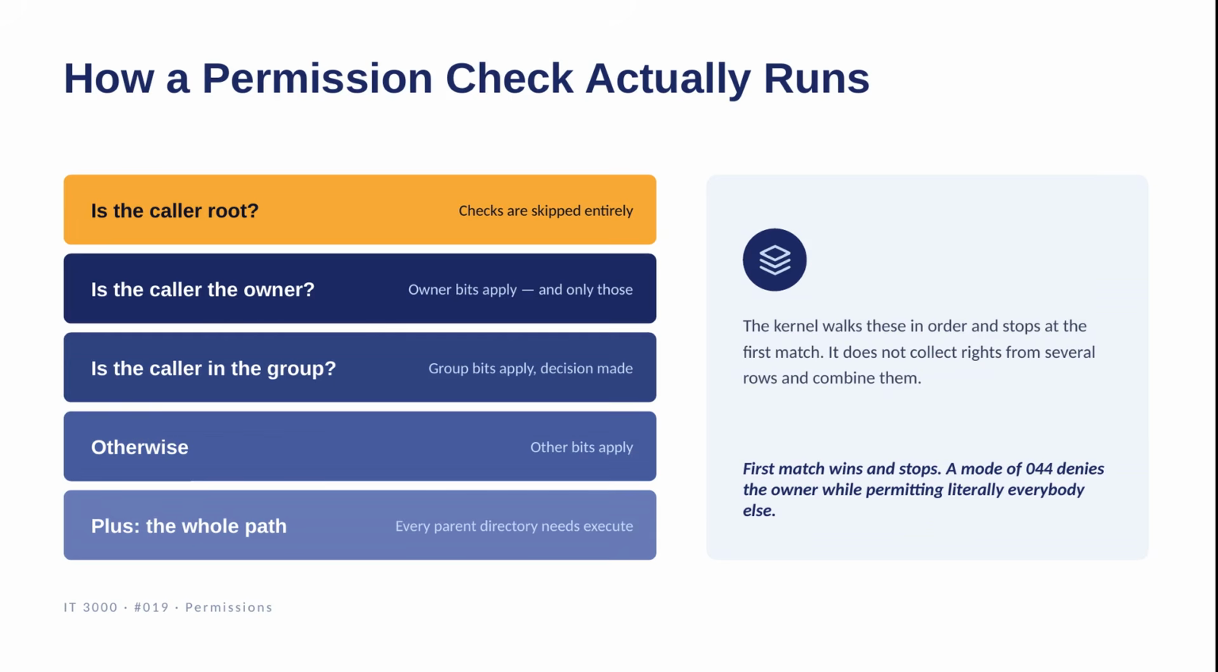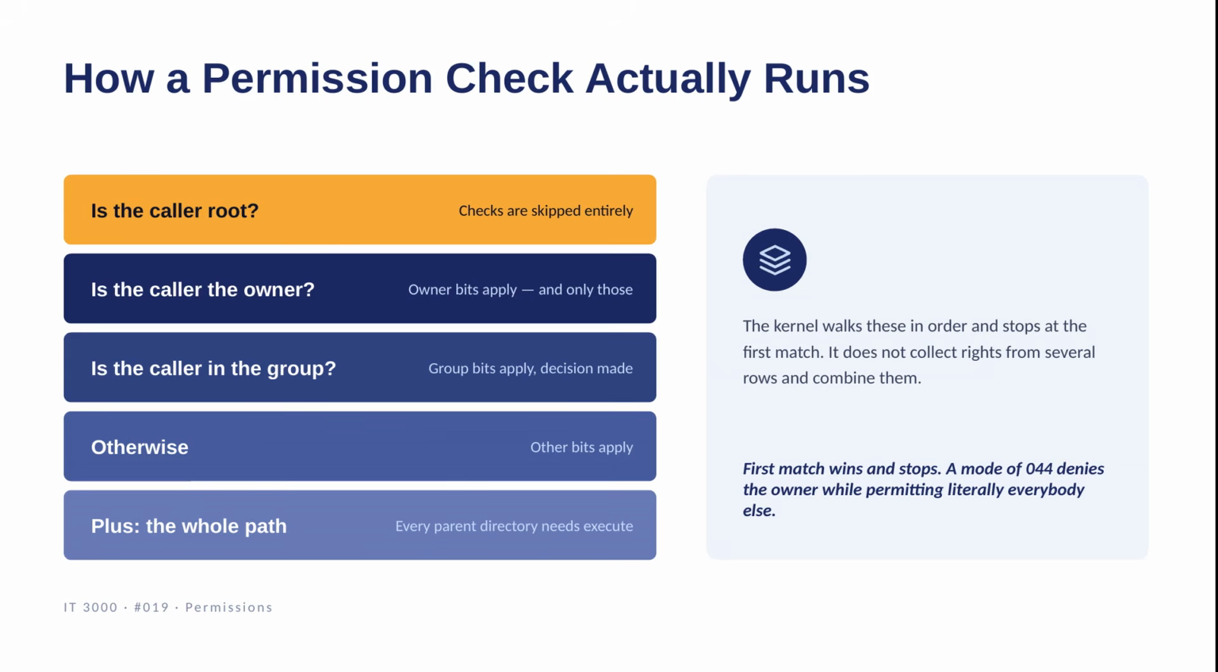So, how does a check actually run? The kernel asks a short sequence of questions and stops at the first one that fits. If you're root, checks are skipped outright. Otherwise, if you're the owner, only the owner bits apply, and this is the subtle part, only those. If you're not the owner but you're in the group, the group bits decide it. Failing all that, the other bits apply. This is why a mode like 044 will happily lock out the owner while letting the rest of the world read. First match wins, even when it hurts.